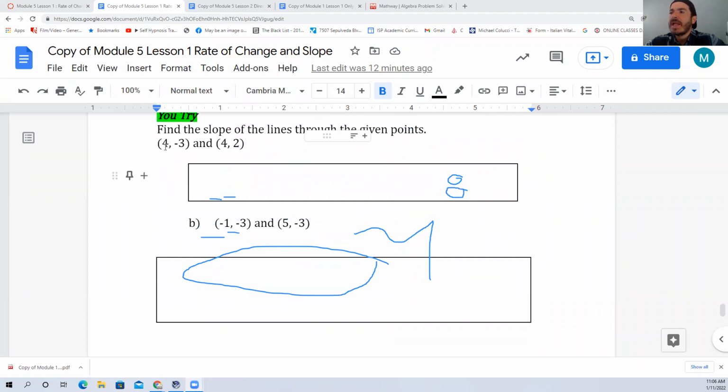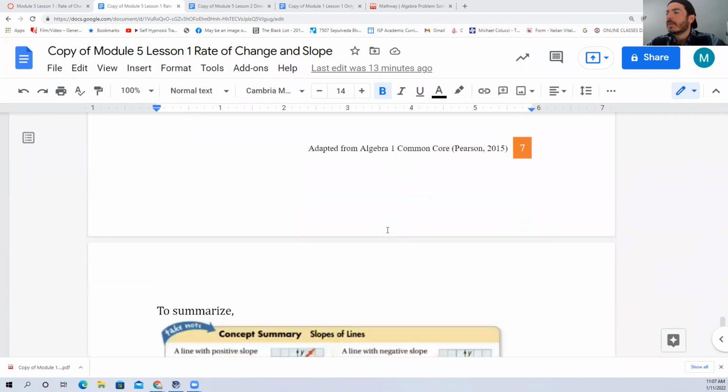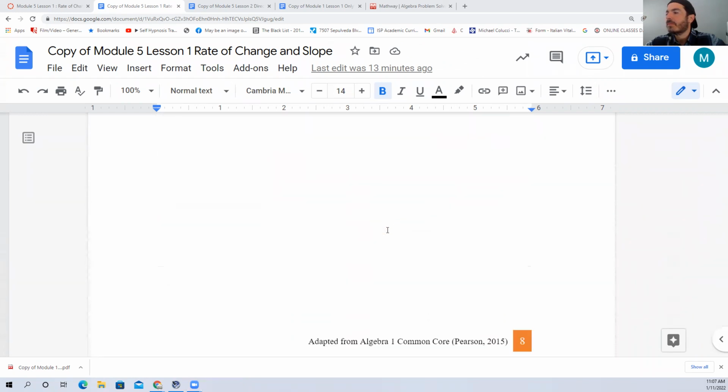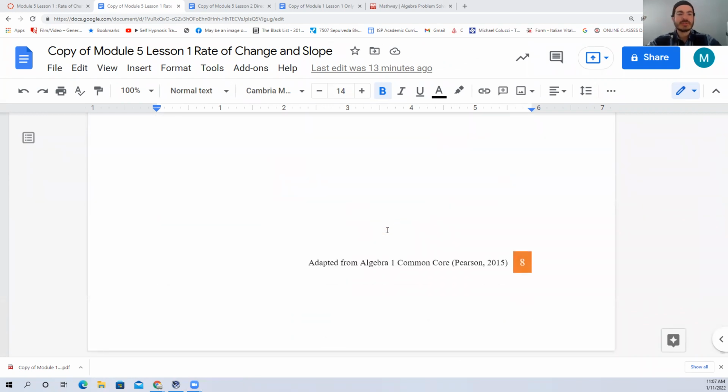Okay, here we go. X's are the same, Y's are different. Vertical line, undefined. Y's are the same, X's are different. Horizontal line, 0. To summarize, whoa, that was so much math.